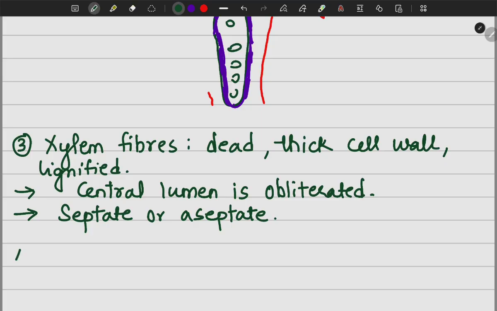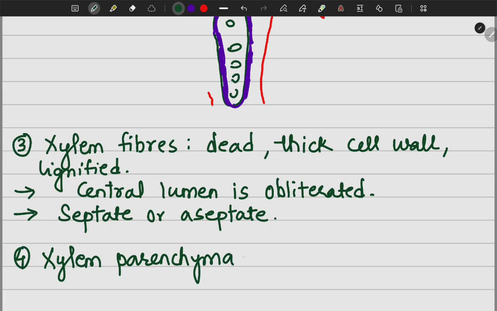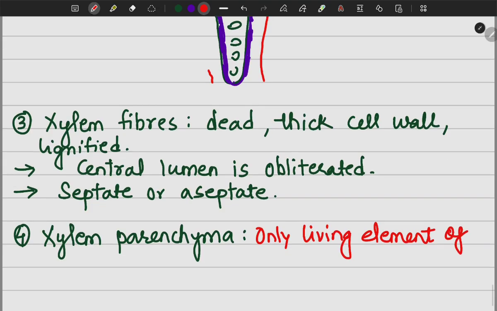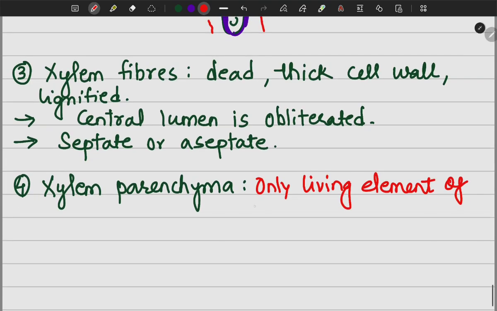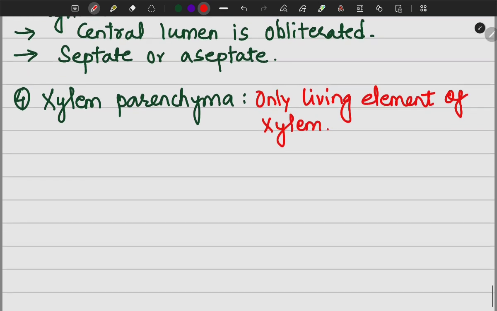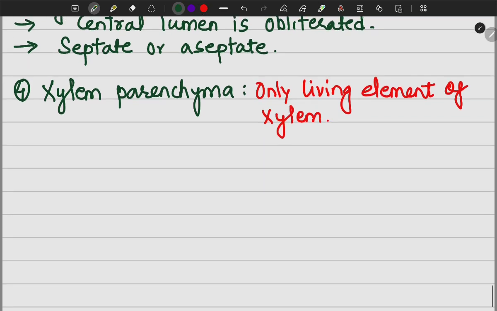Now let us talk about the fourth cell, which is xylem parenchyma. Now this is the only part which is the living part of the xylem. Only living element of xylem. Rest of the three which we studied are dead. So the characteristics are similar to the parenchyma that we studied in the previous lecture.